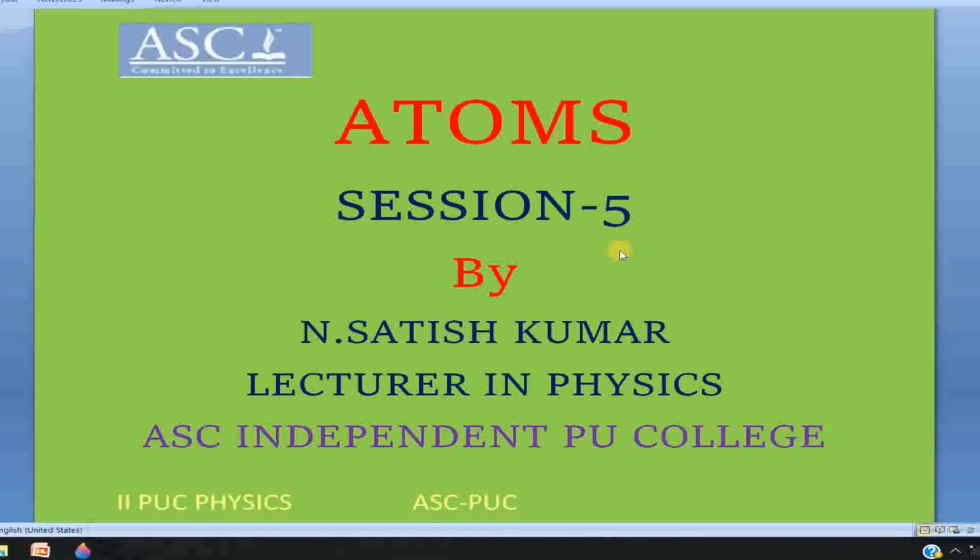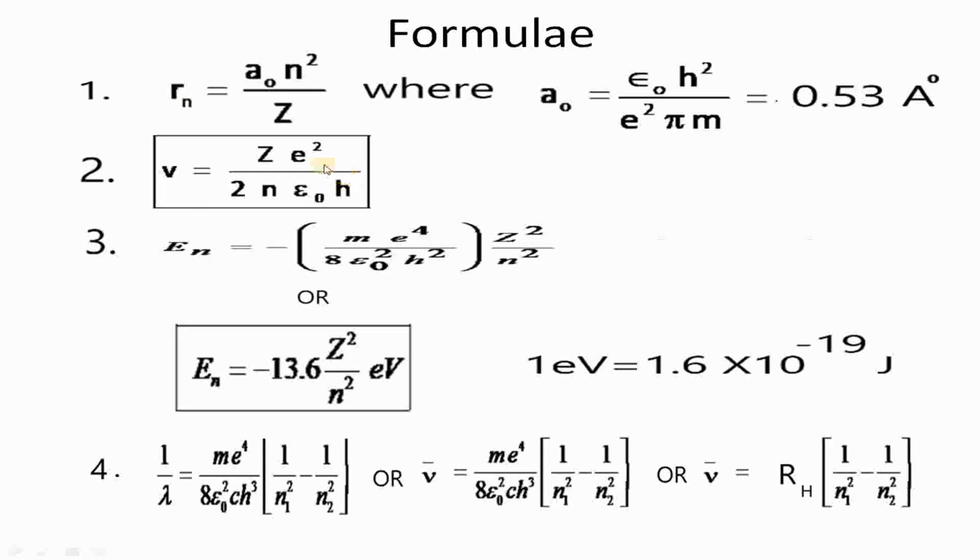Before we continue with this session, let us recall some of the formulae that we have derived in the previous classes. The first one is the expression for radius of the electron in the nth orbit. The second one is the formula for orbital speed of the electron in the nth orbit. The third one is the expression for energy of the electron in the nth orbit. And the fourth one is the expression for wavelength of the emitted photon when an electron transits from excited state to the ground state. Here lambda is the wavelength of the emitted photon.